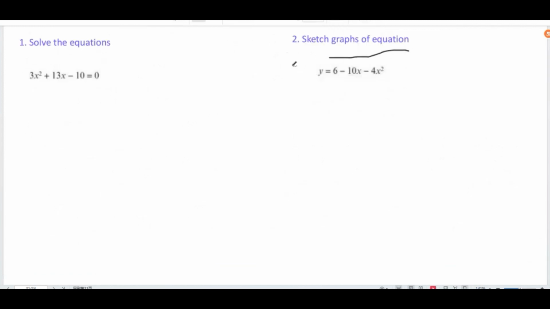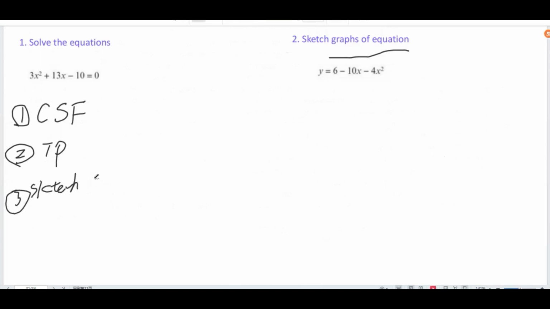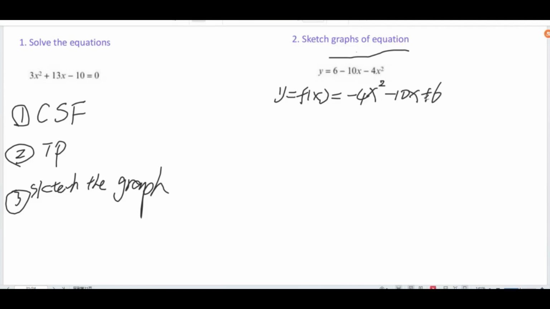Sketch the graph of the equation. So what do we have to do first? First, CSF, completed square form, to find the TP, the turning point. And third, sketch the graph. So y equals f(x) equals, we have changed the order, -4x squared minus 10x plus 6.